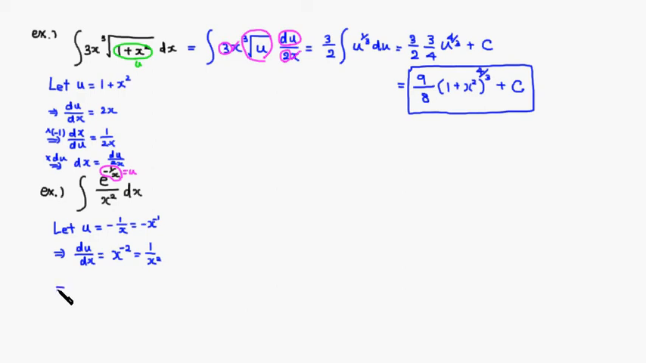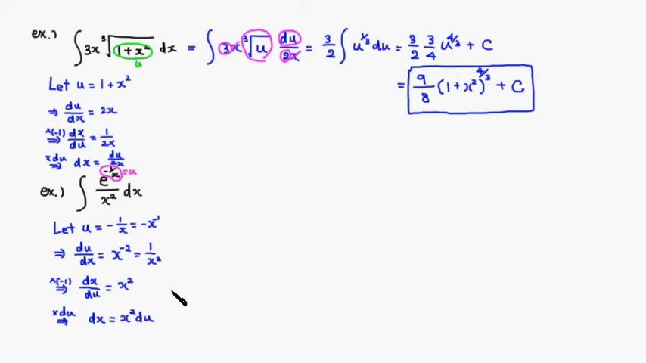So take the reciprocal of both sides. Since I'm trying to isolate dx, we want dx on top. So dx over du is equal to x squared. Then we can multiply through by the denominator du, so dx can be written as x squared du.